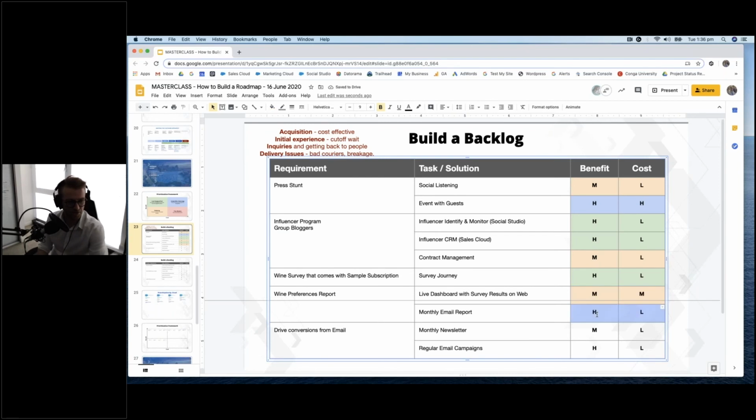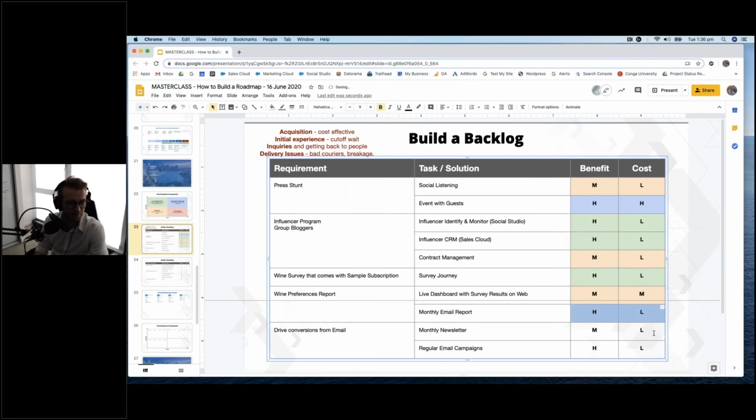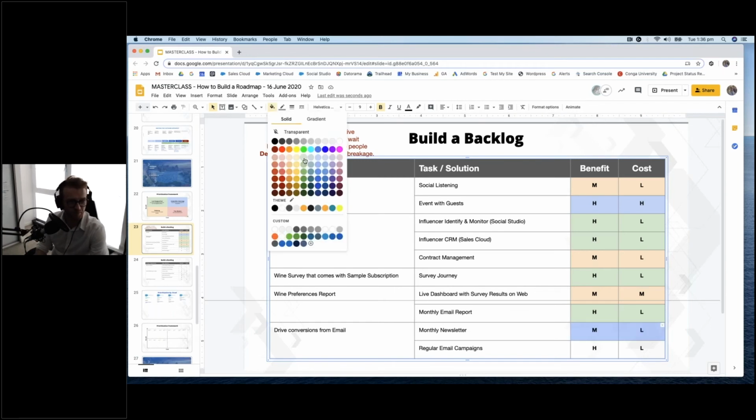Okay, monthly email report. So this is just doing a monthly blast with some wine stats. So this is low hanging fruit. We could do this tomorrow. Monthly newsletter, medium benefits, so probably polishing, whereas the campaigns, low-hanging fruit.